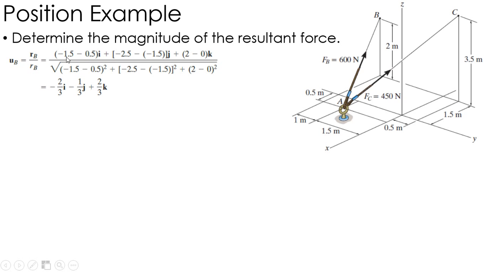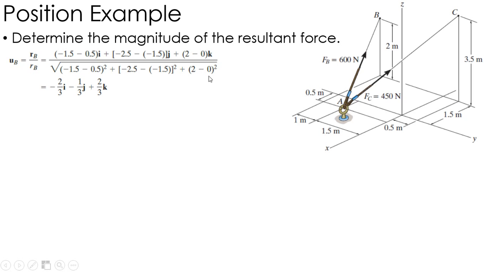x, y, and z components. So B is at -5 in the x direction, minus +5 in the x direction for point A. B is at -2.5 in the y direction, minus -1.5 in the y direction. And in the z direction, B is at 2, A is at 0, so 2 minus 0.